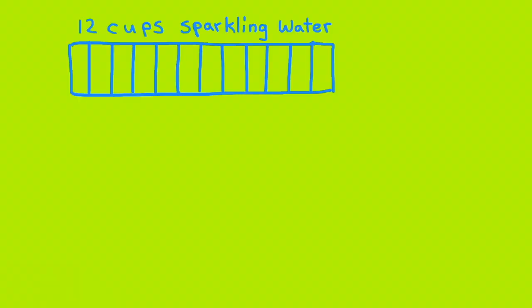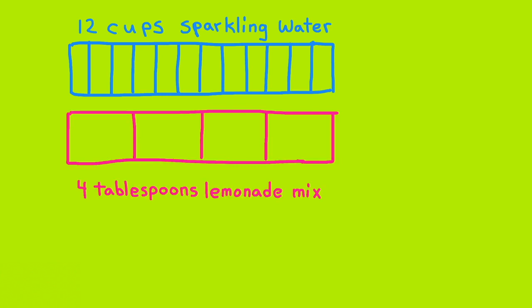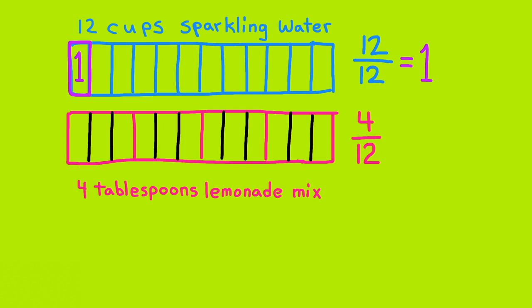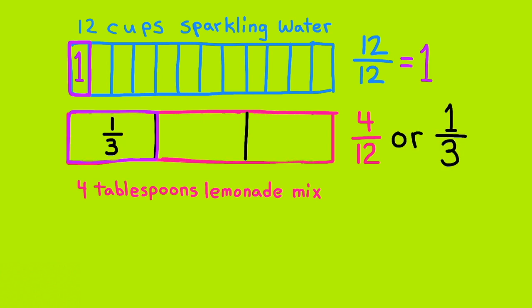This diagram illustrates 12 cups of sparkling water, and this diagram represents 4 tablespoons of lemonade mix. 12 cups divided by 12 equals 1 cup. So now we found 1 cup of sparkling water. Well, we'll also have to divide the tablespoons of lemonade mix by 12. 4 divided by 12 is 4 twelfths, and 4 twelfths is equivalent to 1 third. So the ratio would be 1 third of lemonade mix to 1 cup of sparkling water.